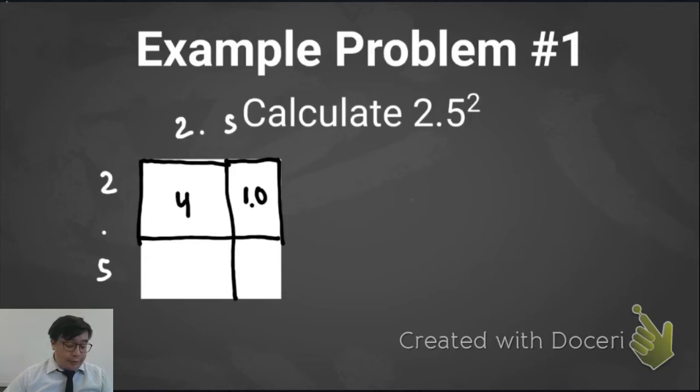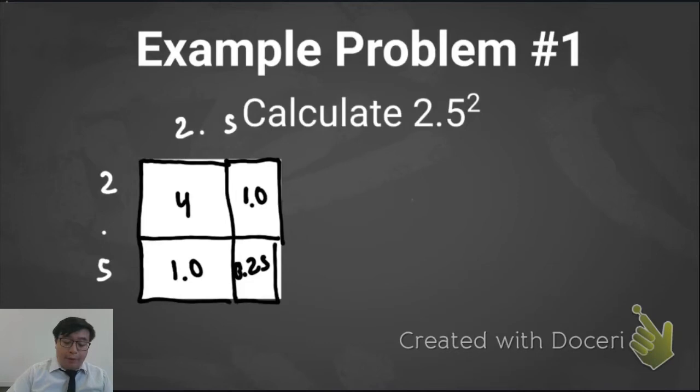For the bottom rectangle, I see this has a base of 2 and a height of 0.5. So 2 times 5 is going to be 10. And since there's a decimal, I'm going to add a decimal right here. And then finally, 0.5 times 0.5, I know that 5 times 5 is going to be 25. And including the 2 decimals, this is going to be 0.25.